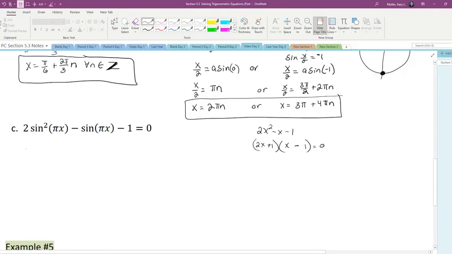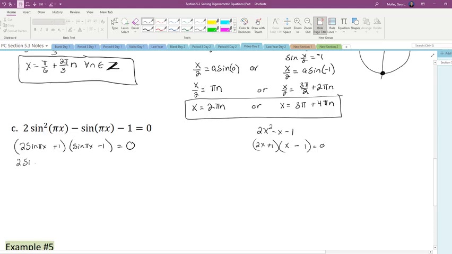So this is going to be 2 sine of pi x plus 1 and sine of pi x minus 1. So it's just a trinomial. Do a substitution if it helps you. So then I solve this.